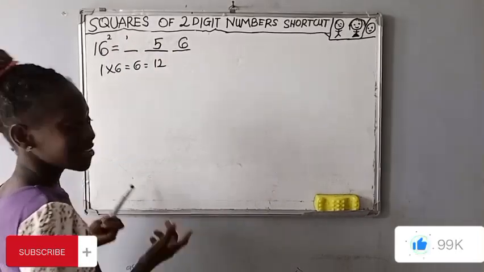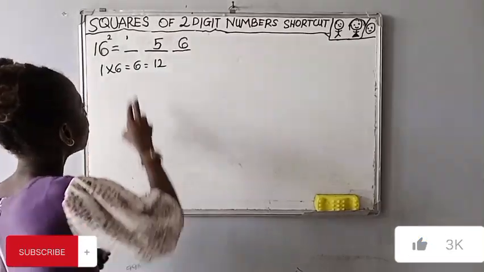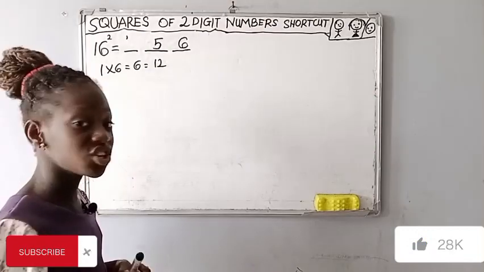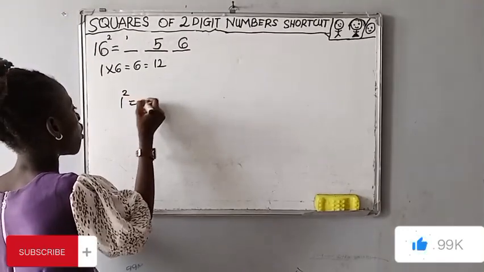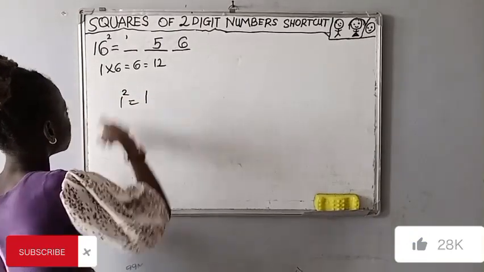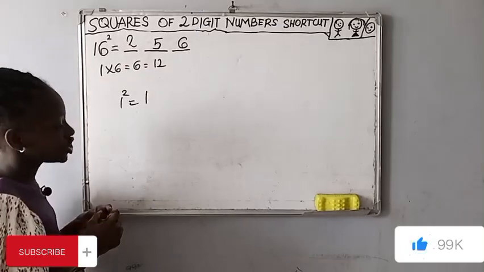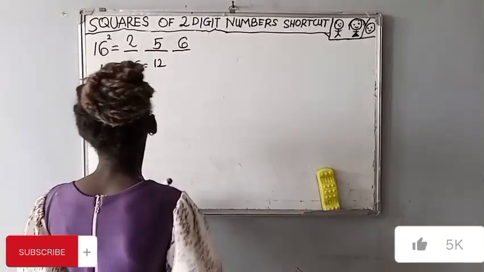Now, the last step for us to solve this dash is finding the square of the tens digit, which is 1. 1 squared equals 1. Then 1 plus this 1 here is what? 2. Now, let's check whether our answer is correct.